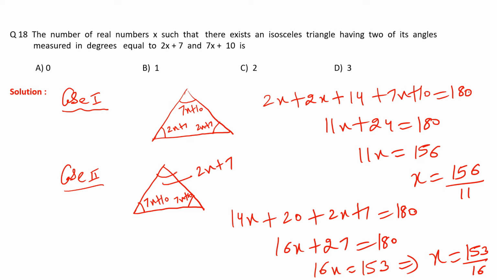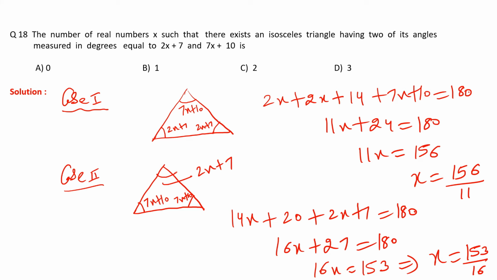So if I put x as 9 point something in 7x plus 10, it is going to be somewhere around 73 point something. So these two angles are permitted, 73 point something each, and the third angle is going to be around 25 degrees, because 18 point something plus 7 is 25 point something. So these angles are quite possible.